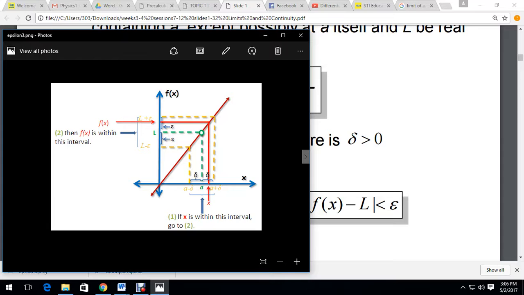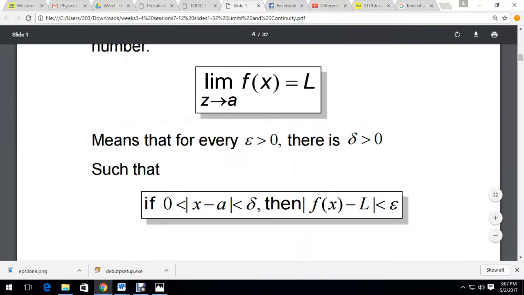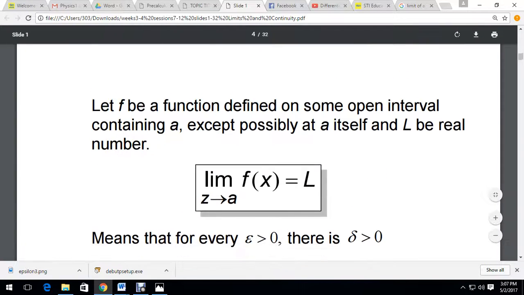What this illustration indicates is that whenever we define a neighborhood around L, we correspondingly define our delta neighborhood around a. So whenever we approach the value of a within that interval, we actually approach the value of f of x to L. Okay, so that is what is meant by our definition of the limit of a function.